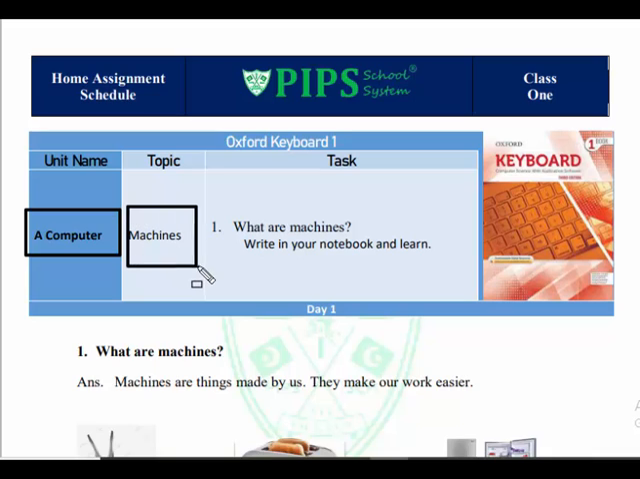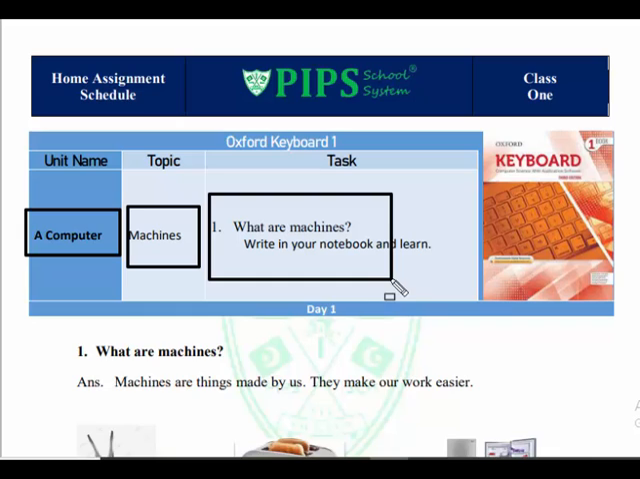Today our topic is machines, and the task you have to perform is a question. What are machines? You have to write in your notebook and learn. So we will start.